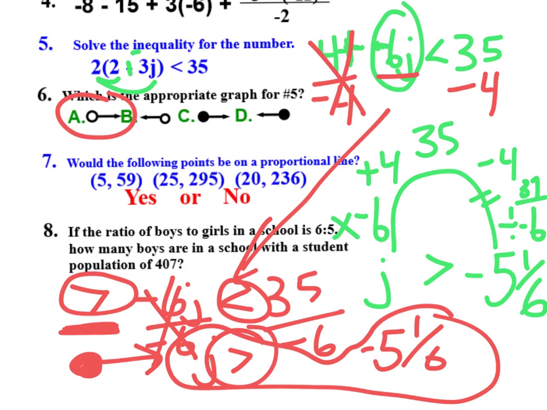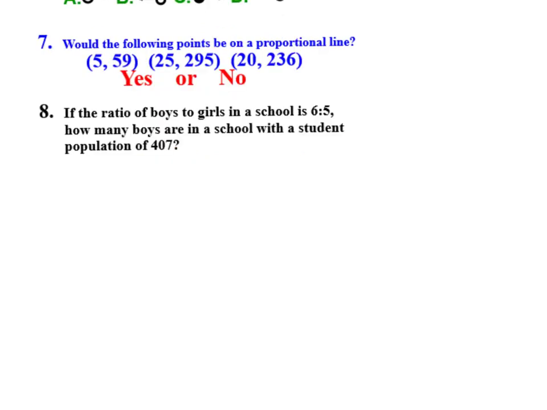And what that means is negative 5 and 1/6 actually doesn't work because it needs to be greater than negative 5 and 1/6. So negative 5 would work, and negative 2 would work, and negative 1.377 would work, and positive 3 would work, and positive 14 would work. Anything to the right of negative 5 and 1/6 is a solution to that problem.